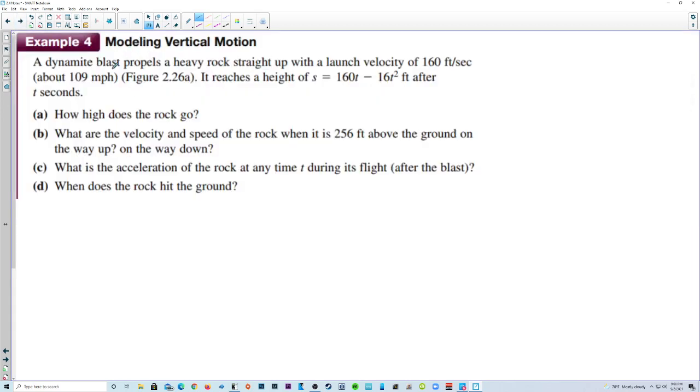Modeling vertical motion. A dynamite blast propels a heavy rock straight up with a launch velocity of 160 feet per second. It reaches a height of 160t minus 16t squared feet after t seconds. A, how high does the rock go?